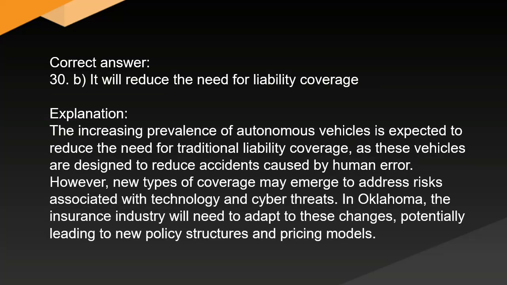Correct answer. B. It will reduce the need for liability coverage. Explanation. The increasing prevalence of autonomous vehicles is expected to reduce the need for traditional liability coverage, as these vehicles are designed to reduce accidents caused by human error. However, new types of coverage may emerge to address risks associated with technology and cyber threats. In Oklahoma, the insurance industry will need to adapt to these changes, potentially leading to new policy structures and pricing models.